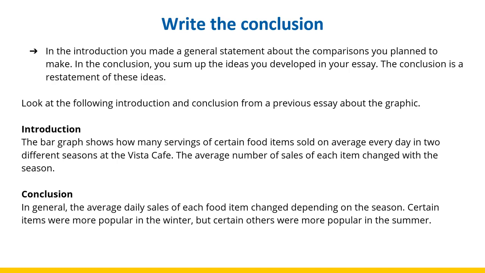So our conclusion restates this idea using different words by stating the most important change, or we also call it trend. So here we have, in general, the average daily sales of each food item changed. Depending on the season, certain items were more popular in the winter, but certain others were more popular in the summer. So as you see, our introduction and conclusion are closely linked, and your conclusion basically repeats what was said in the introduction using different words and also showing the key change, key trend that happened throughout the time.